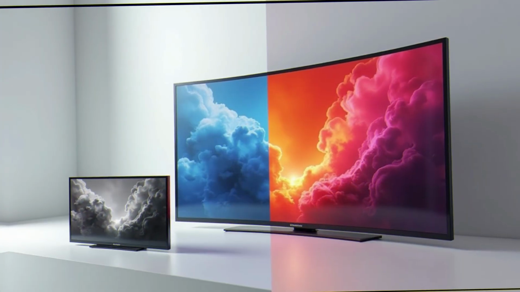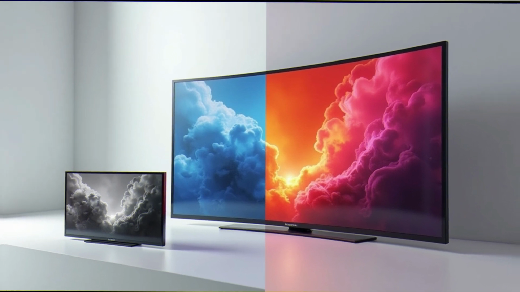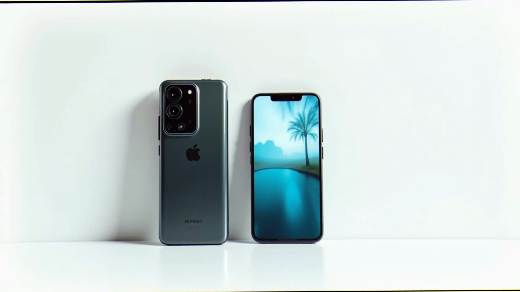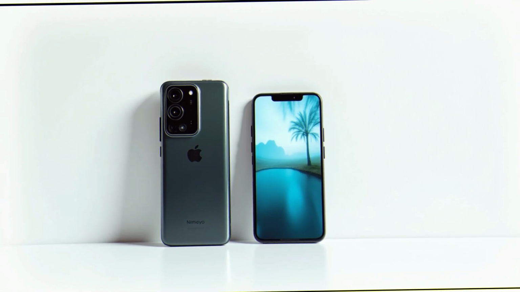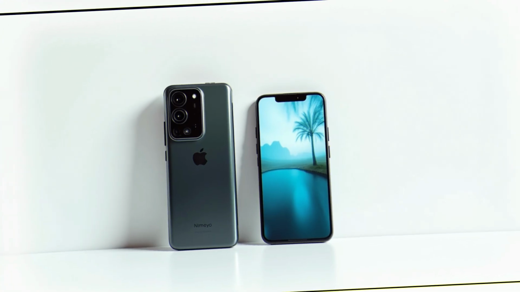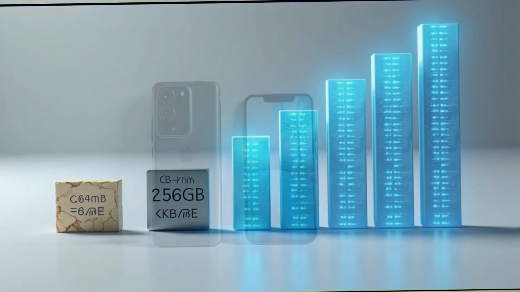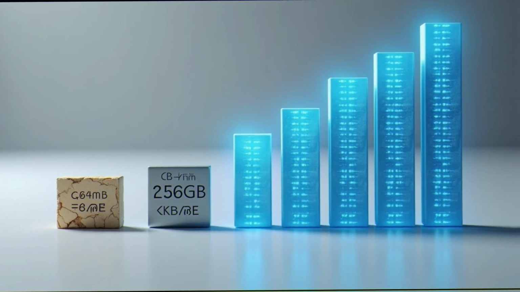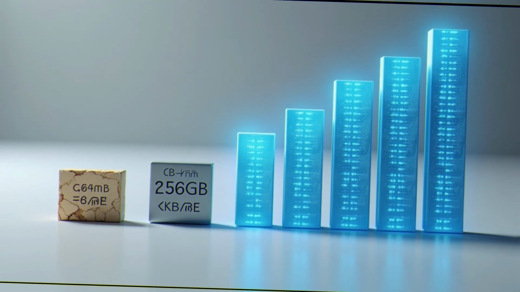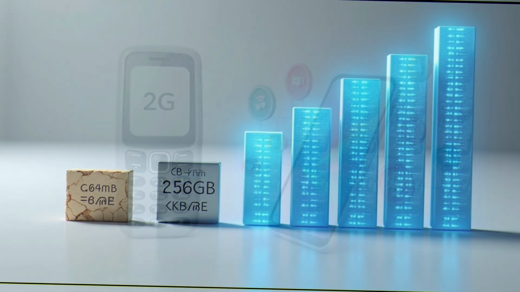Then, displays. Feature phones had small, low-res screens. Today we have edge-to-edge OLED or AMOLED panels with millions of colors and 120 Hz refresh rates. Cameras also transformed. A single VGA camera became a multi-lens system with wide-angle, macro, and AI-enhanced photography. Storage went from a few megabytes to hundreds of gigabytes, while RAM grew from kilobytes to multi-gigabyte performance memory for multitasking.